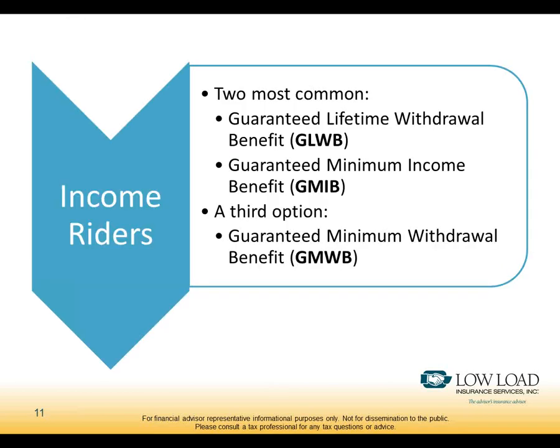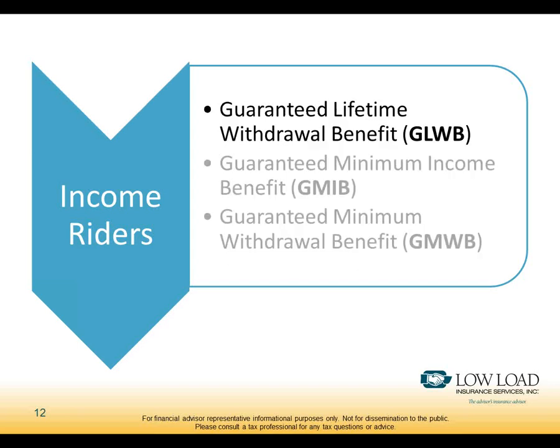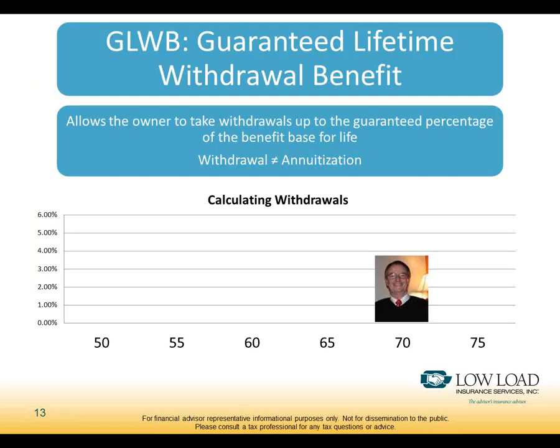So now we're going to change gears a little bit, and we're going to talk about these riders in a little bit more detail. The 2 most common forms of these income riders are the GLWB and the GMIB. We will touch base a little bit on the GMWB. First, let's talk about the GLWB, the Guaranteed Lifetime Withdrawal Benefit.